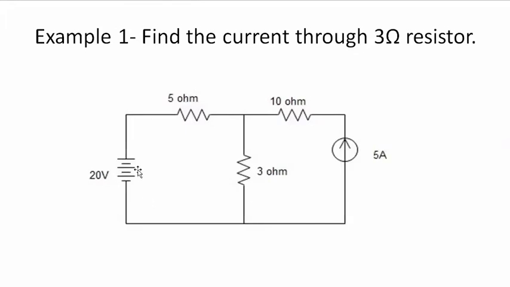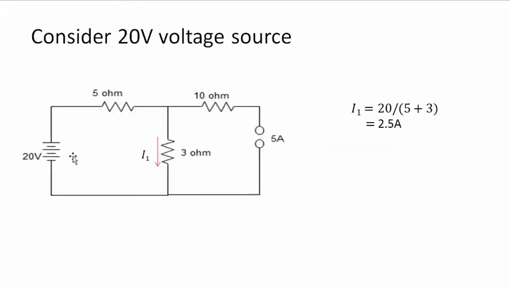In this circuit, you have two sources, one 20 volt voltage source and one 5 ampere current source, and these three are the elements in the network. We are going to find the current I1 through this 3 ohm resistor due to this 20 volt source alone. At that time, what should we do with the current source? We have to open circuit it.